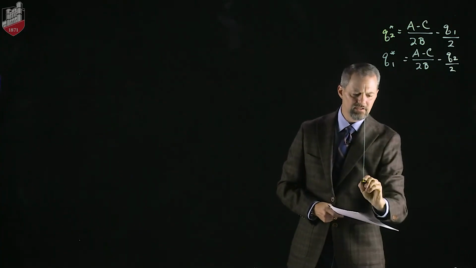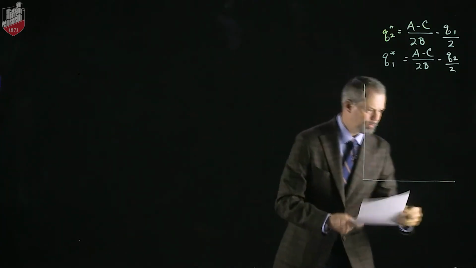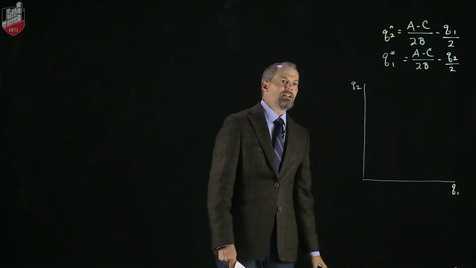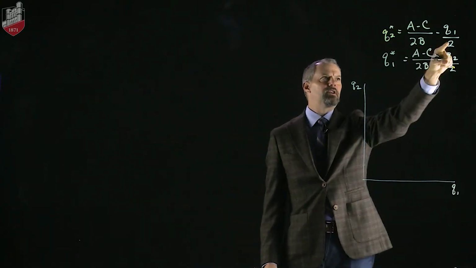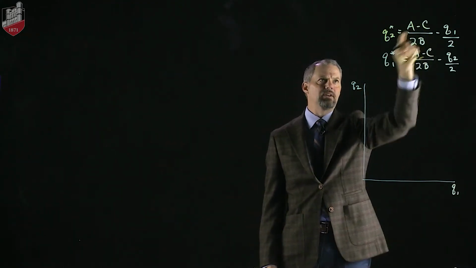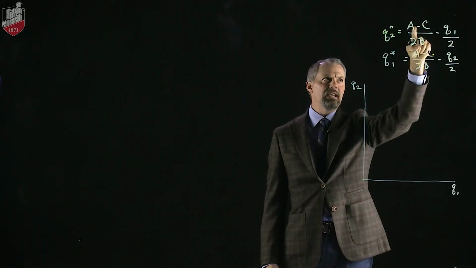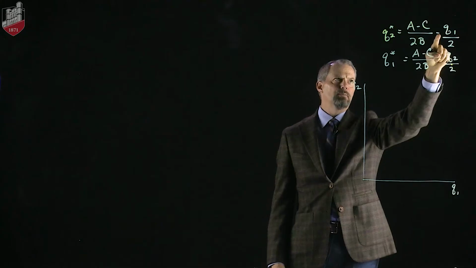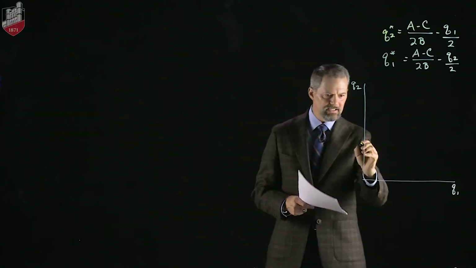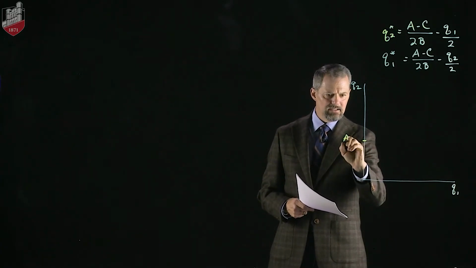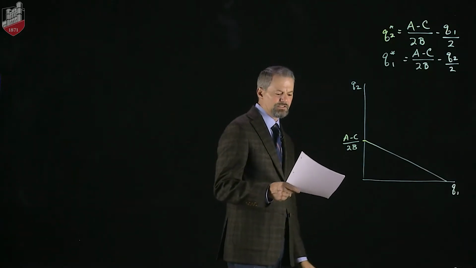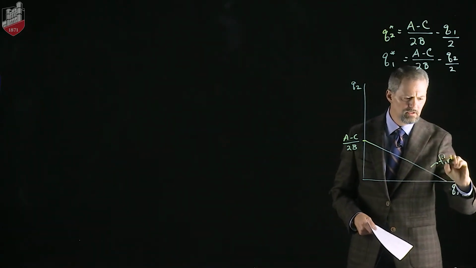I'm going to graph these in this space where I've got Q1 on the horizontal axis and Q2 on the vertical axis. Let's start with this one because it's easy to graph. It's already solved for the variable on my vertical axis. So the intercept of this reaction curve is (A minus C) over 2B, and its slope is negative 1/2, because here's Q1 on the horizontal axis. So this looks like this: it starts at (A minus C) over 2B, and it comes down. That is firm 2's reaction curve.